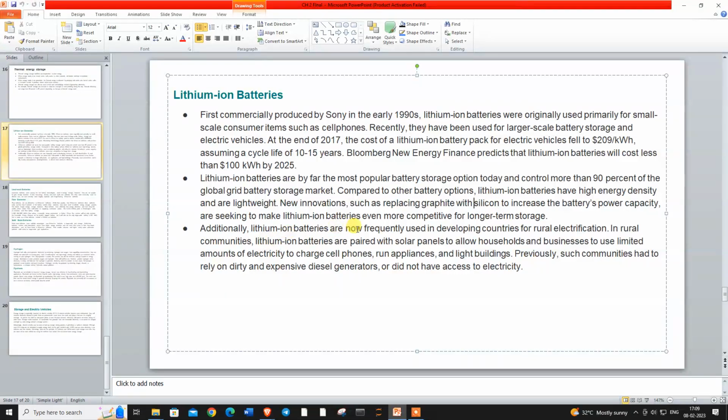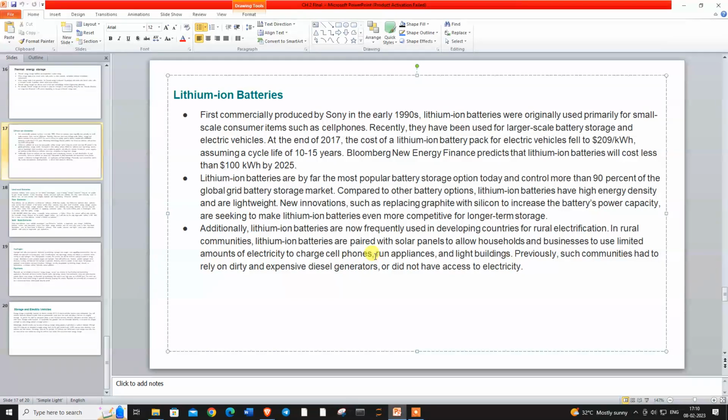Also, lithium ion batteries are frequently used in developing countries for rural electrification. In villages in India, there is a lot of use of lithium ion batteries, as we have seen, for inverter purposes and for other charging purposes. In rural areas or communities, lithium ion batteries are paired with solar panels to allow households and businesses to use limited amounts of electricity to charge cell phones.